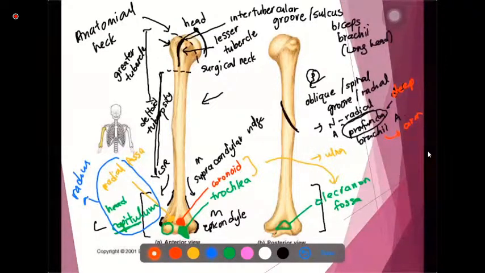Okay, on the anterior side, this fossa will receive the parts of the bones when the elbow joint is fully flexed, whereas the olecranon fossa will receive the part of the ulna when it's fully extended. Okay, any questions up to that?